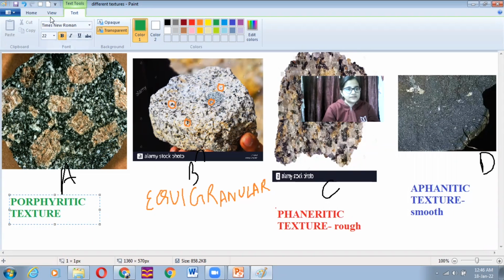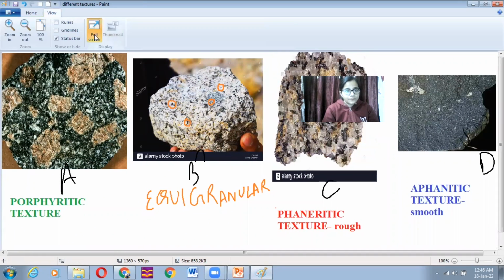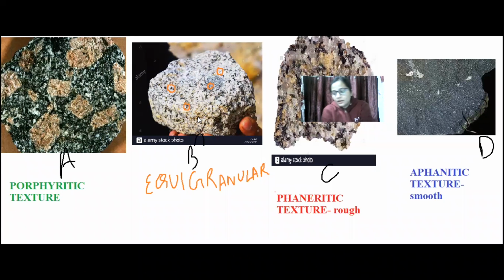So let's repeat once again. Out of A and B, in B, one can observe that the crystals are homogeneous in size. Because they are homogeneous in size, we call it an equigranular texture of the igneous rock. In A, the large sized crystals are caught up in a mesh of small sized crystals. That particular texture, which is heterogeneous in nature, we call a porphyritic texture of the igneous rock.